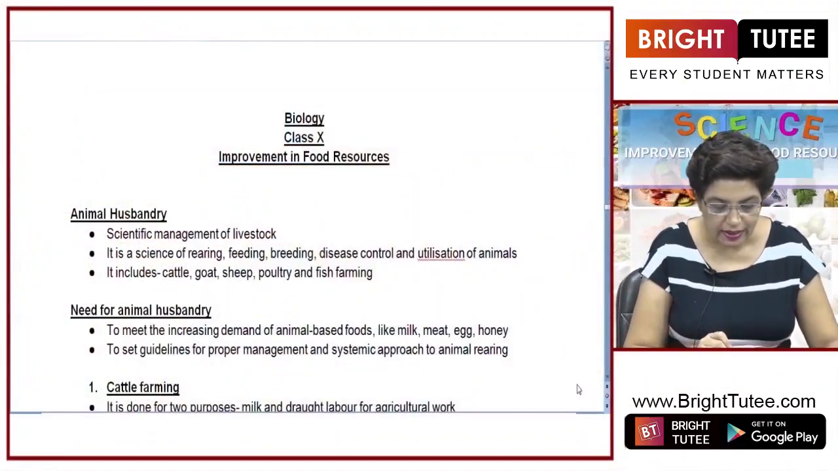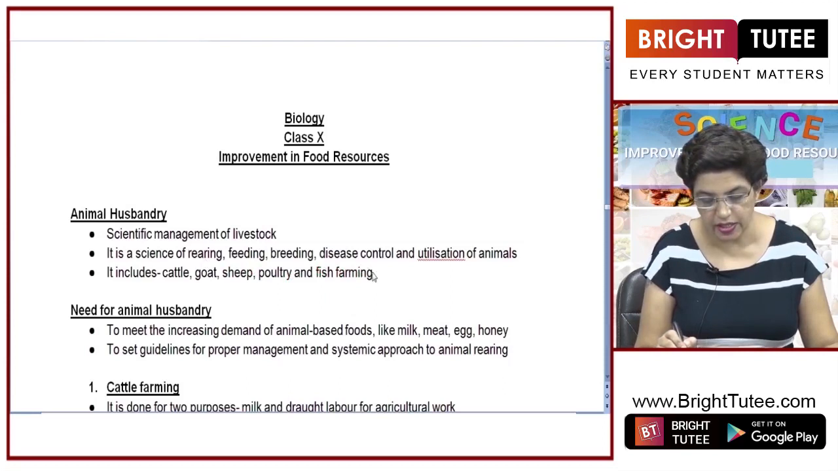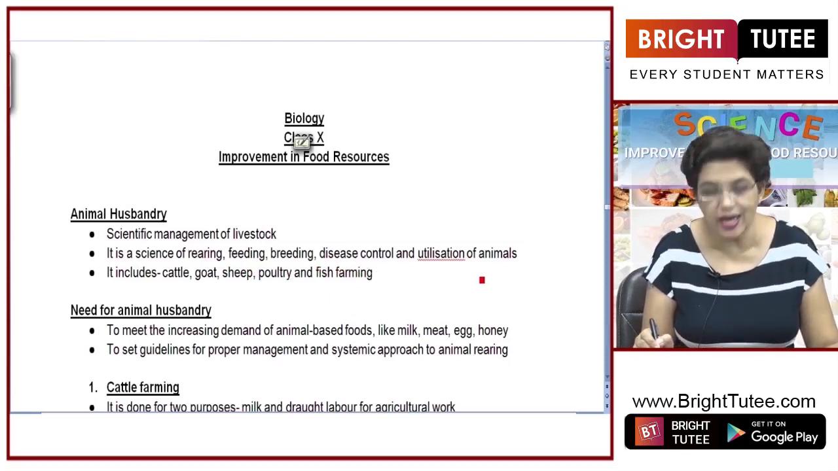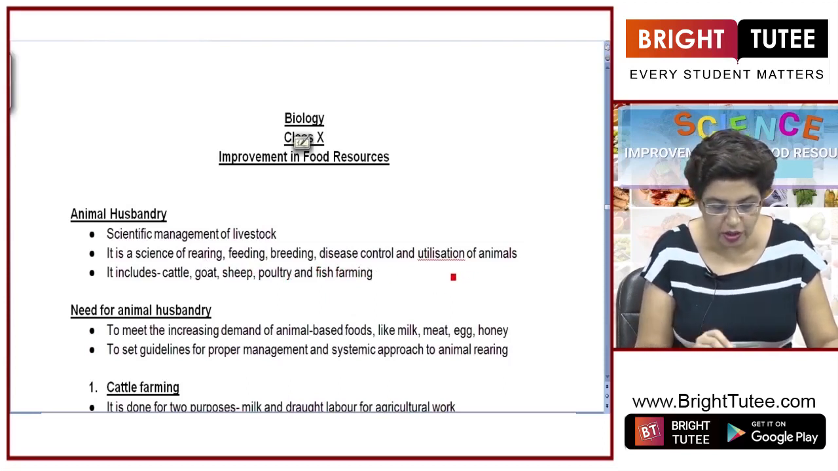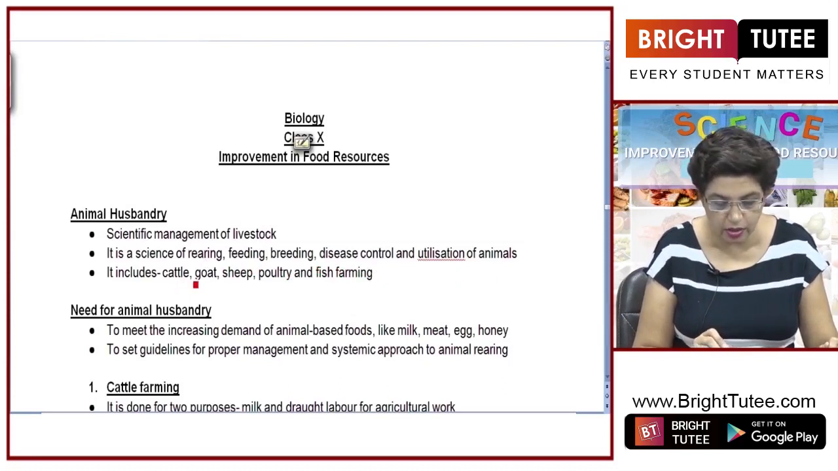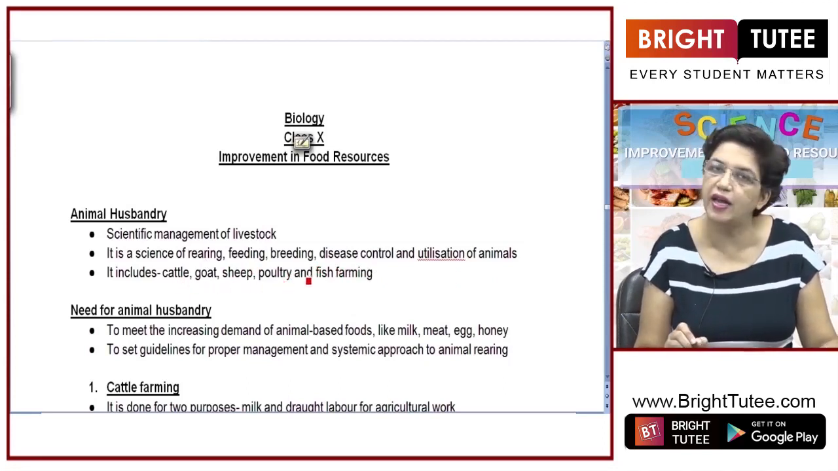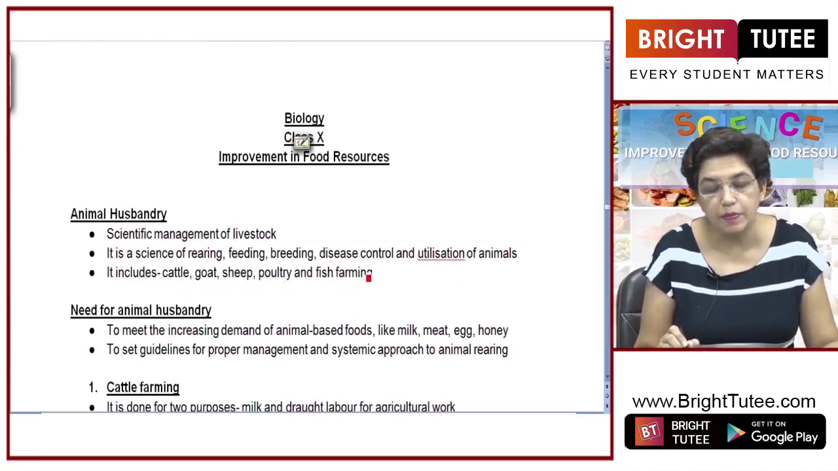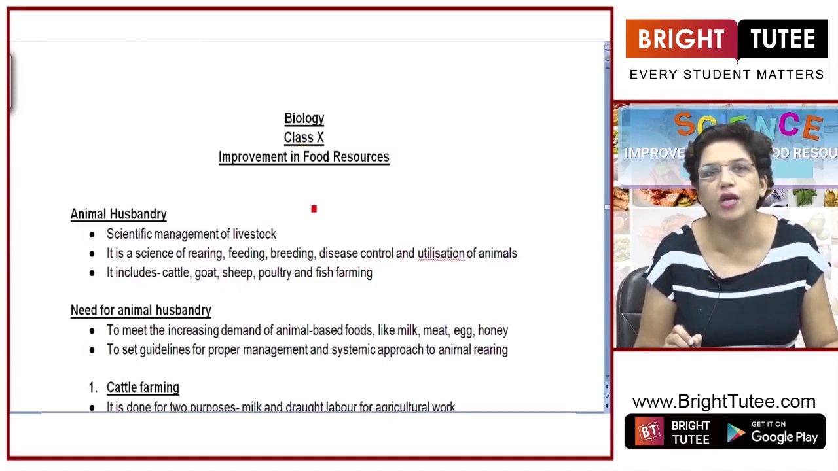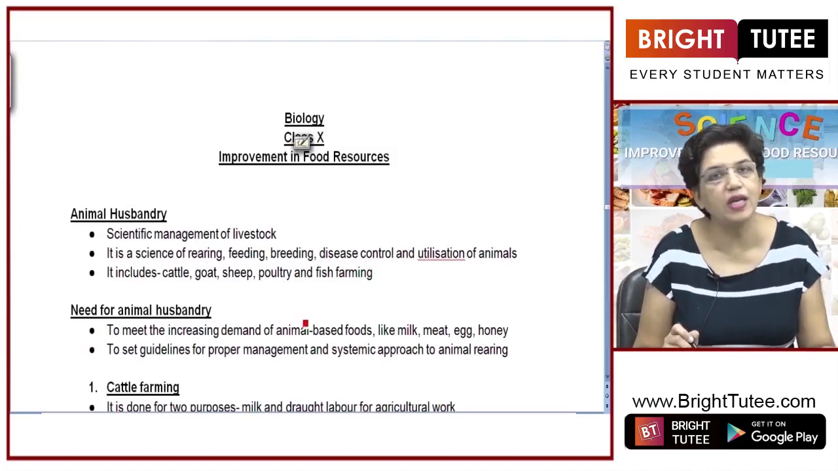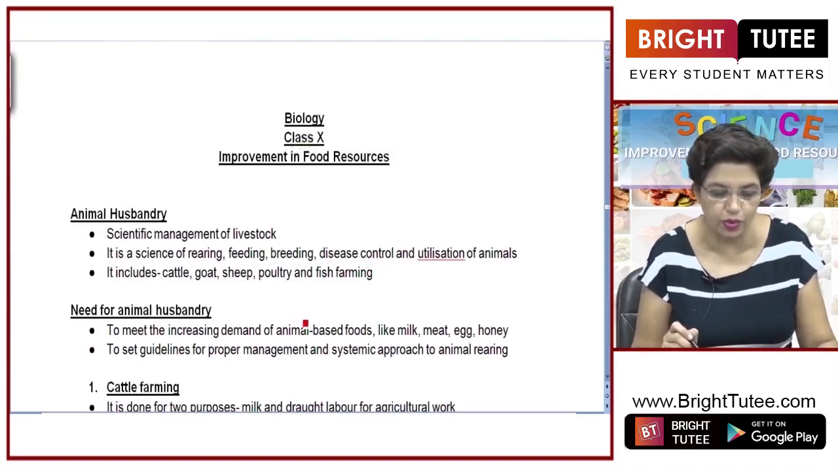Animal husbandry, the scientific management of livestock. It is a science of rearing, feeding, breeding and disease control and utilization of animals. The animals include cattle, goat, sheep, poultry and fish farming as well as beekeeping to obtain honey. So we'll discuss all these animals and what kind of food we obtain from them and how we can improve the quality and quantity of food.